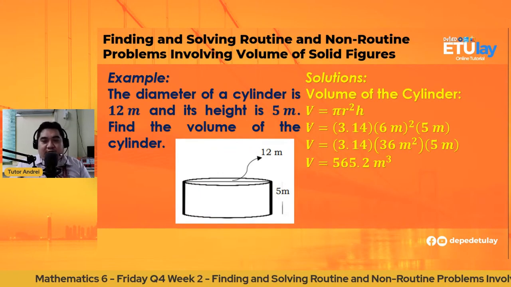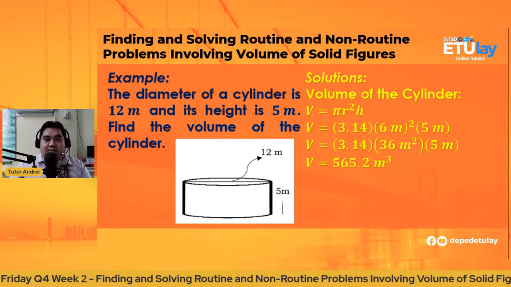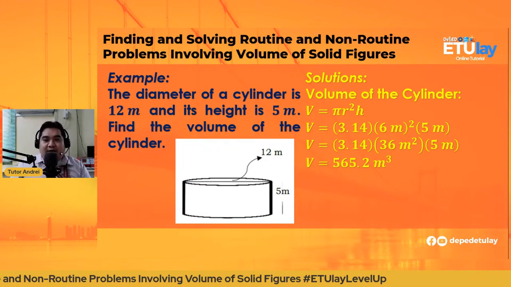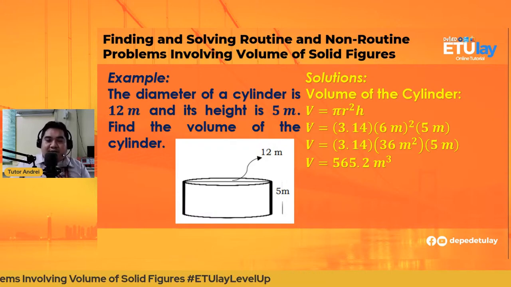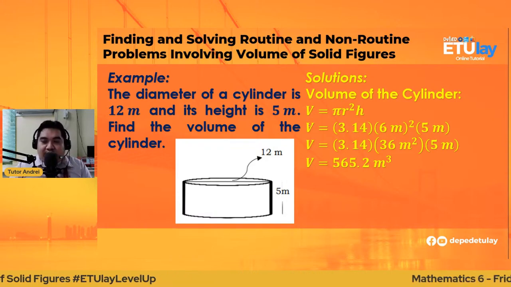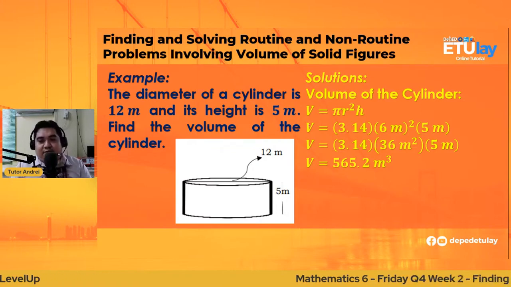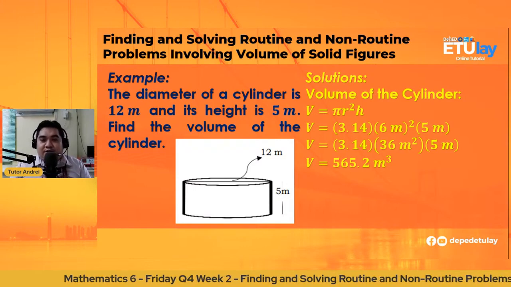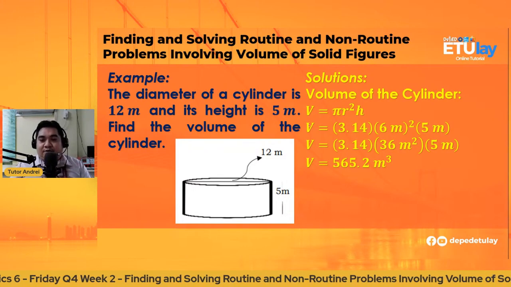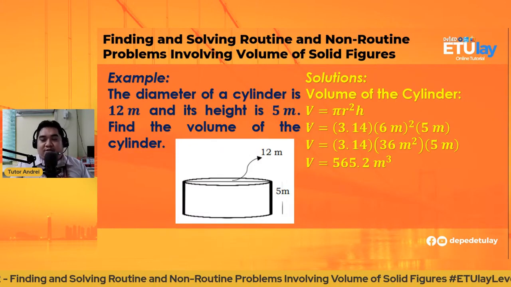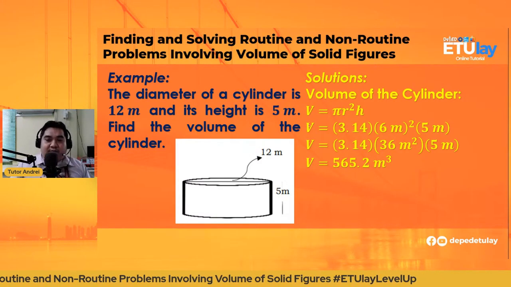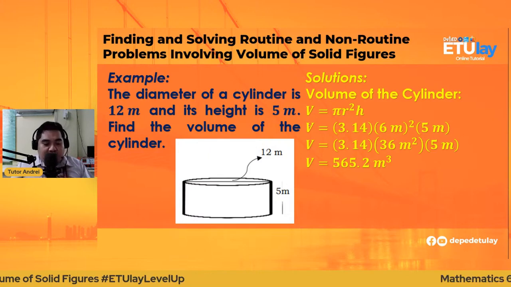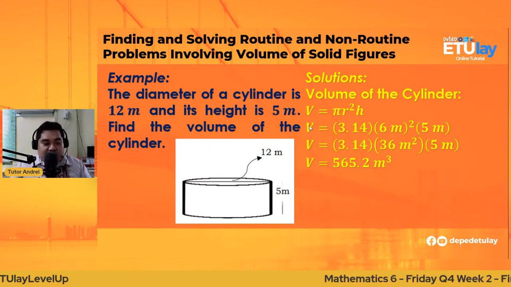Okay, so from that, we're going to get the volume. So the volume is pi r squared h. So therefore, we now have volume equals pi, which is 3.14, times the square of 6 meters times 5 meters. Of course, we will follow the order of operations. So we're going to consider squaring 6 meters first. So 36 square meters is the answer to that. So we now multiply 3.14 by 36 and 5. So therefore, the result will be 565.2 cubic meters. Very good.